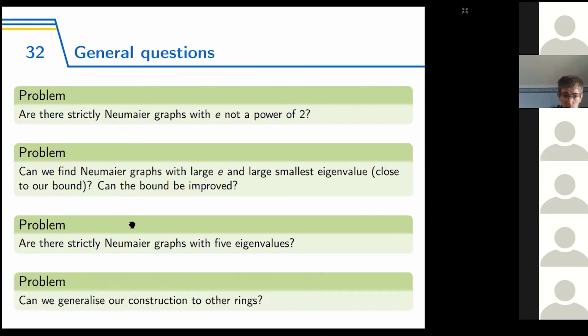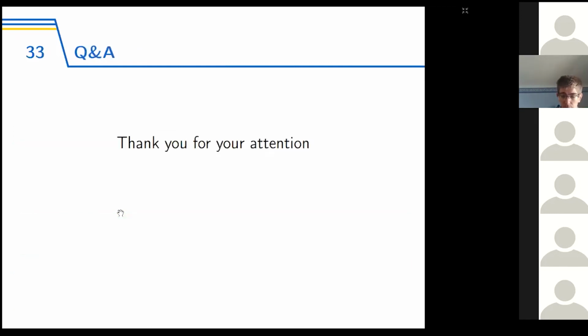And then on the construction side, the construction that I just described uses the ring of integers mod p times q. Can this be generalized to other rings? This would be very interesting to see. So this is some work for the future. Well, I guess that was it. Thank you for your attention. I'm happy to take your questions.